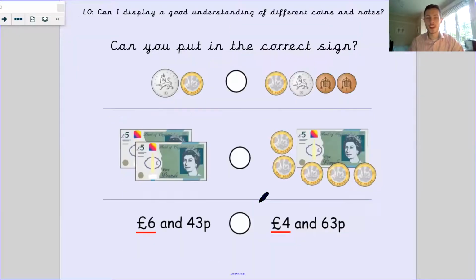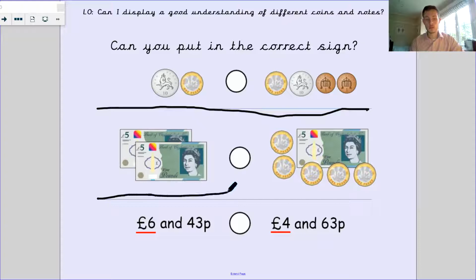Right, let's move on to the next one. No more guessing now. We've got the actual numbers here. So I want you to pause this video here, and I would like you to have a go at filling in these 3 questions. You've got one amount on one side. Now remember, these are different questions. You've got a line going in the middle here, a line splitting each one of these up, okay?